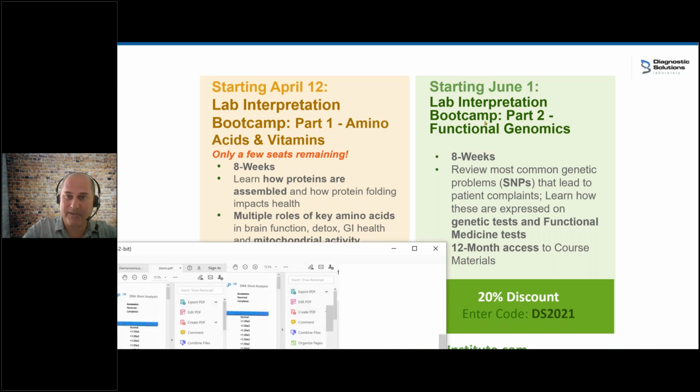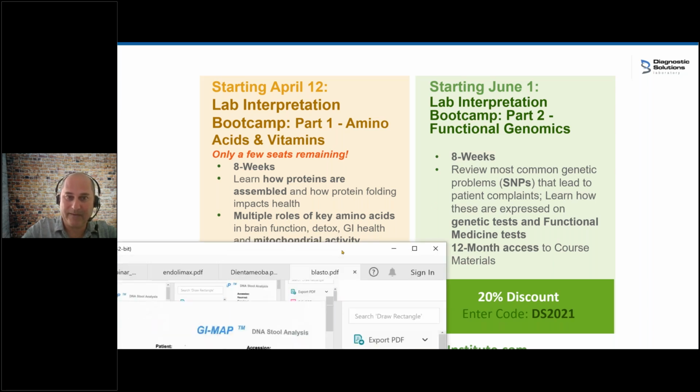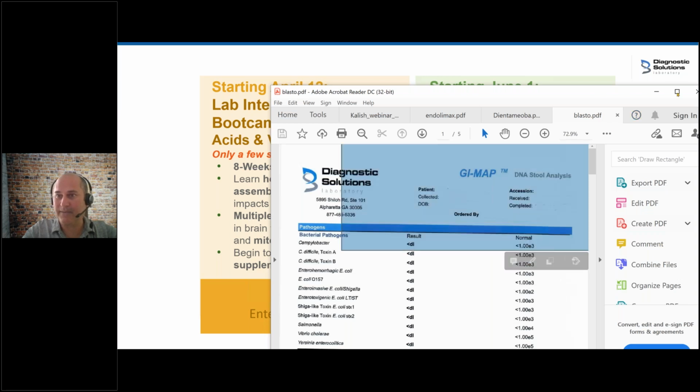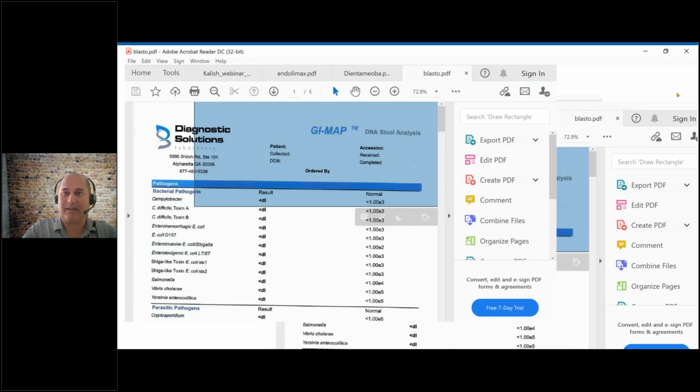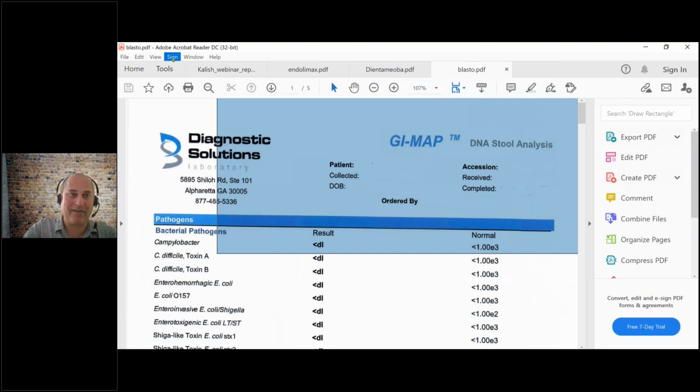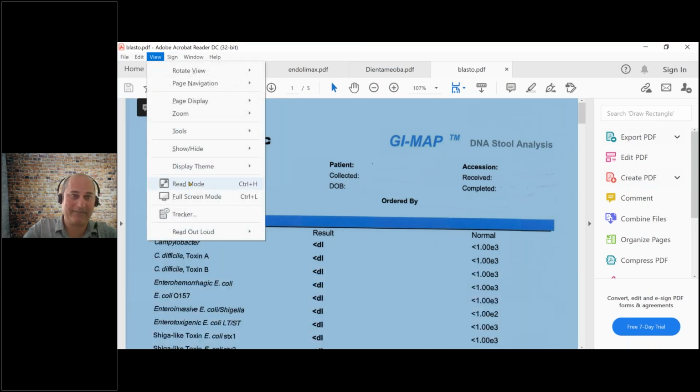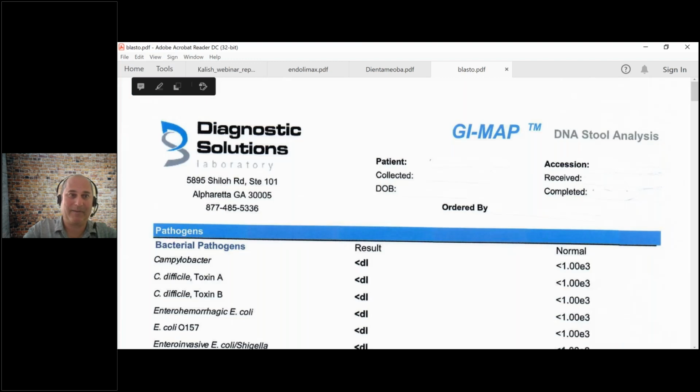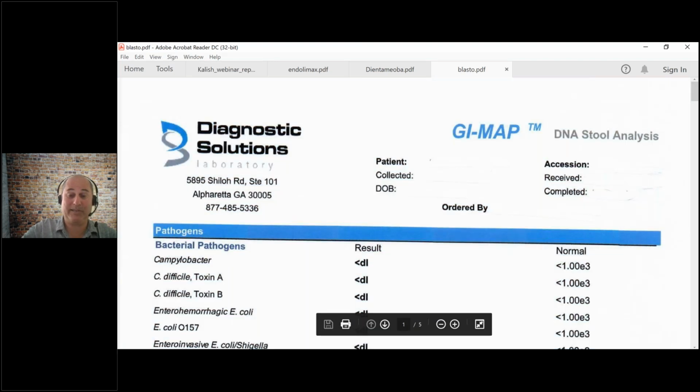And then let me show you here a couple labs. Now, honestly, this is not that hard. The hard part is convincing people to do the test, right? That's the hard part. But the interpretation here is pretty straightforward.